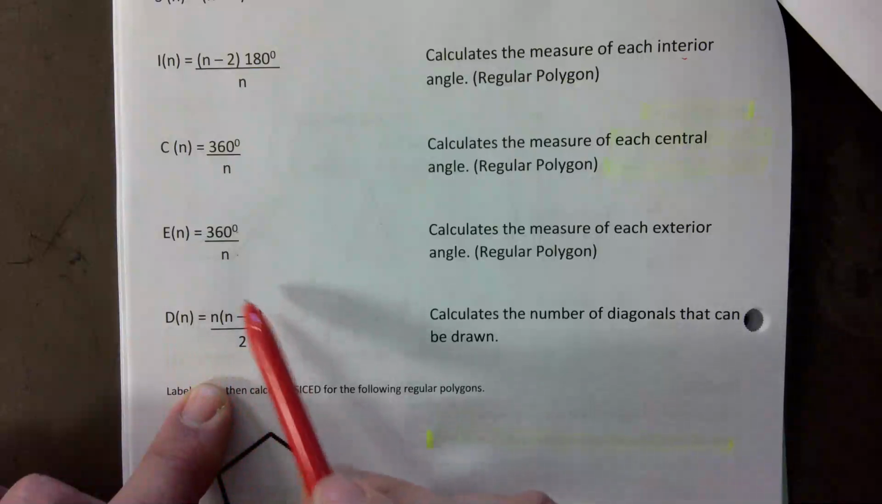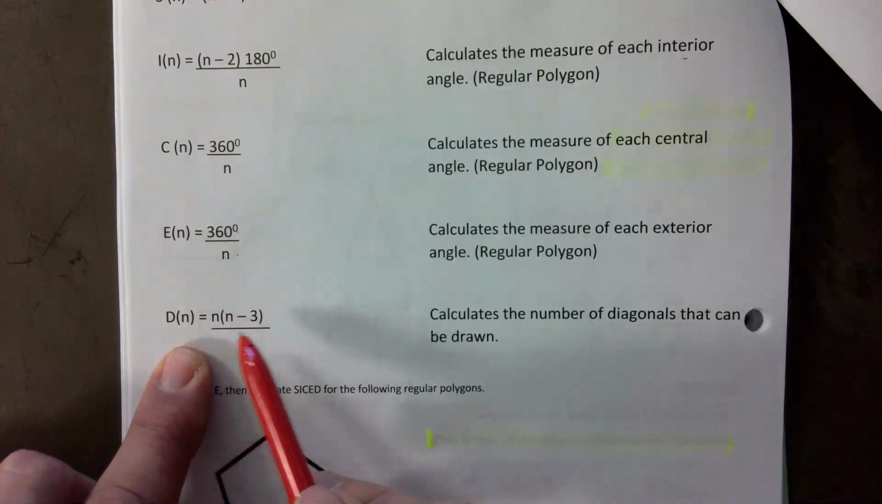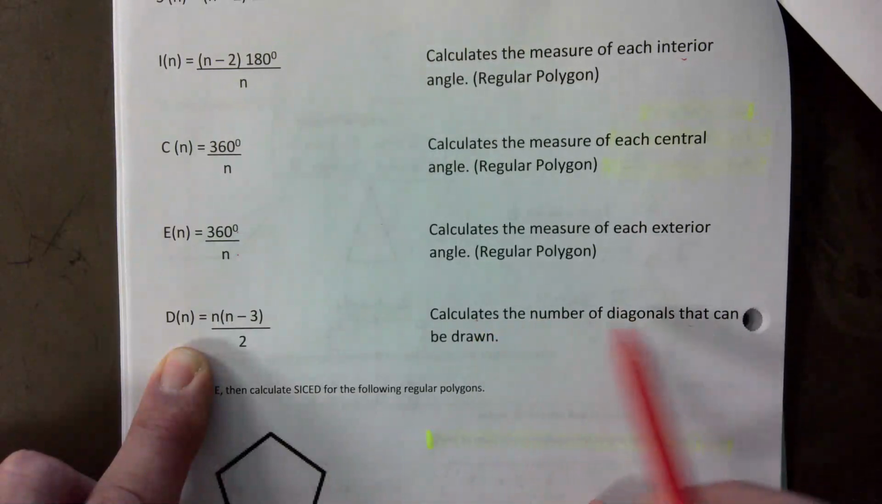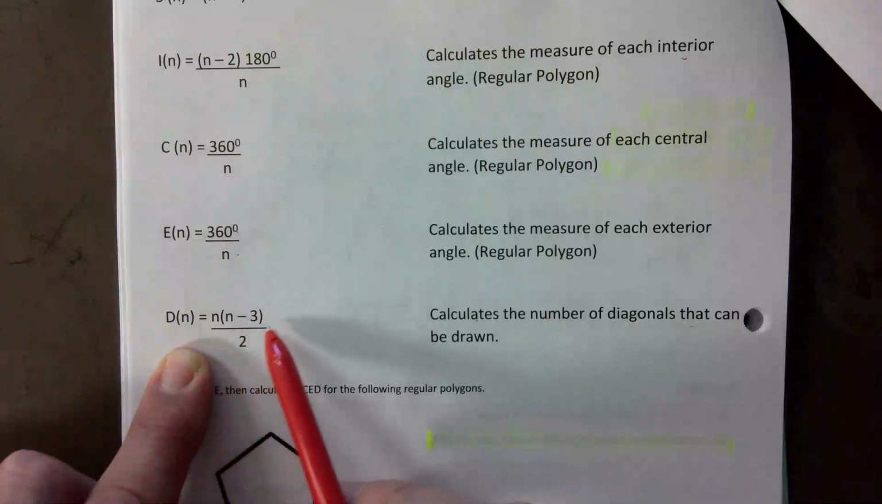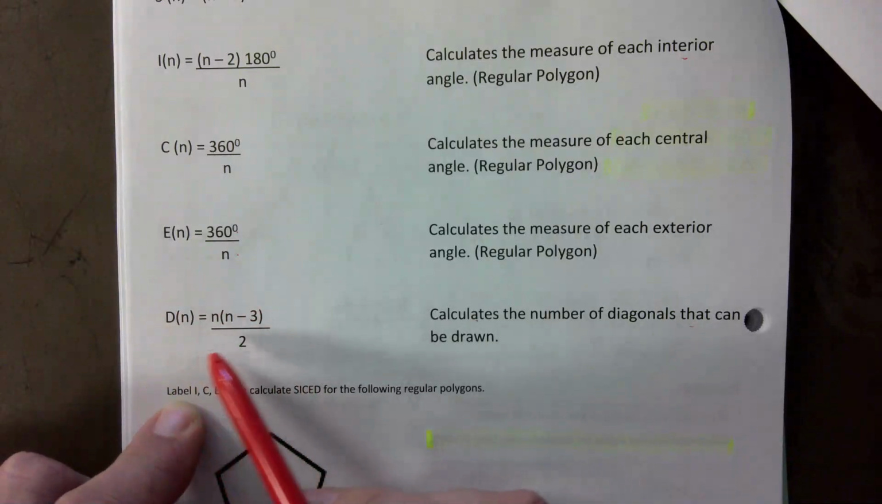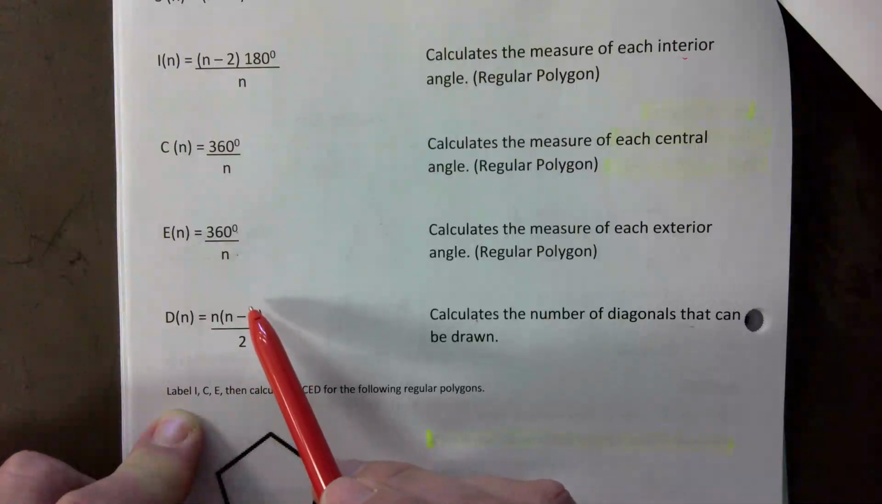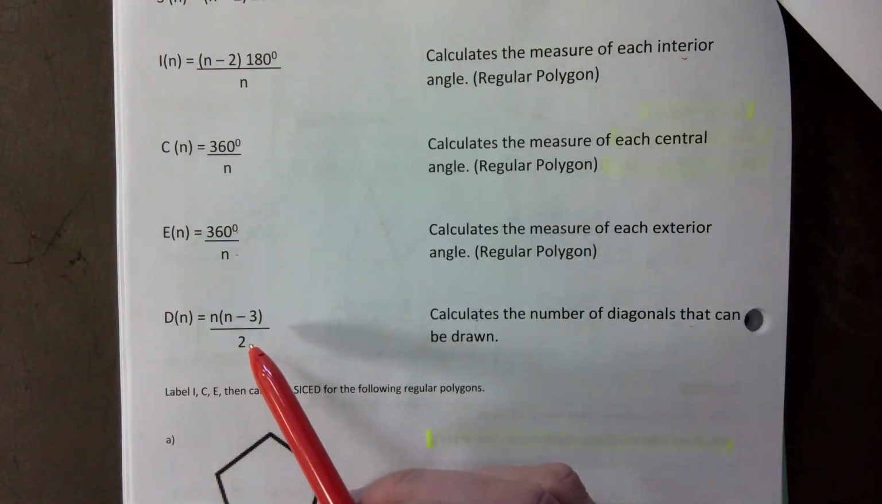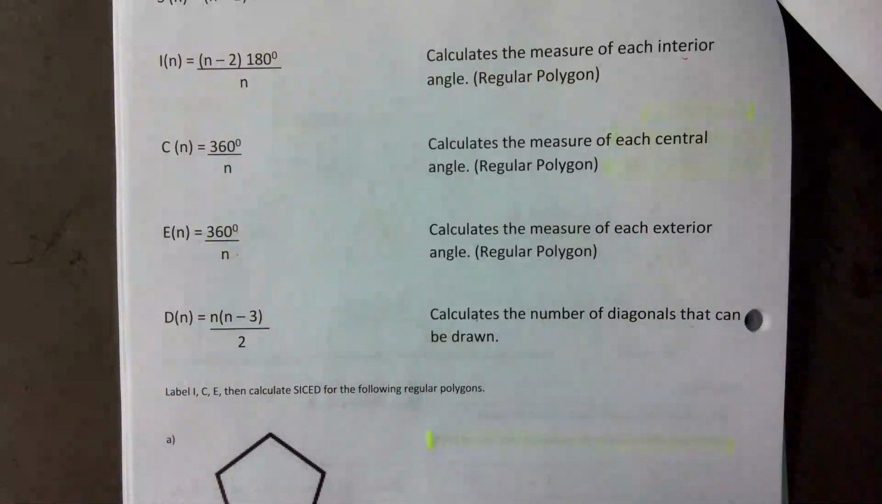D, this has been very popular. D calculates the number of diagonals that can be drawn. That's what you use to calculate how many can be drawn. It gets pretty crazy, so don't draw them. Sometimes the province will say you can draw them. Don't do it. If you get one wrong, you will lose all the marks there. So don't draw them.